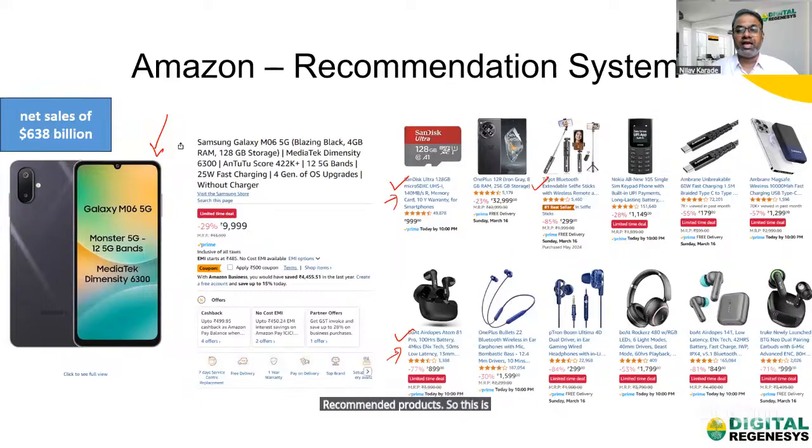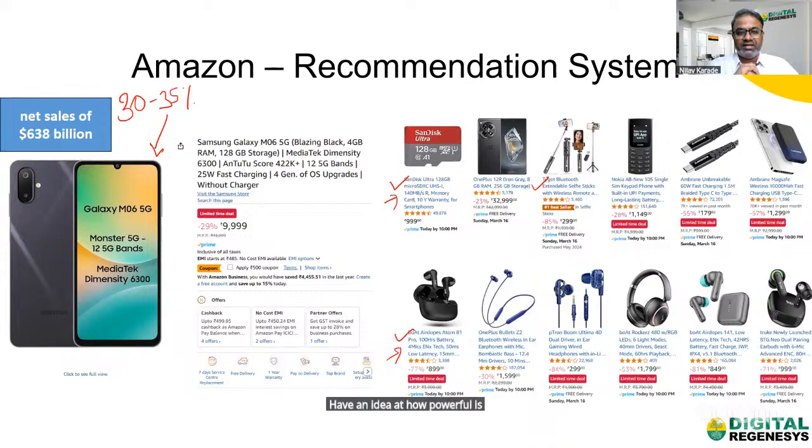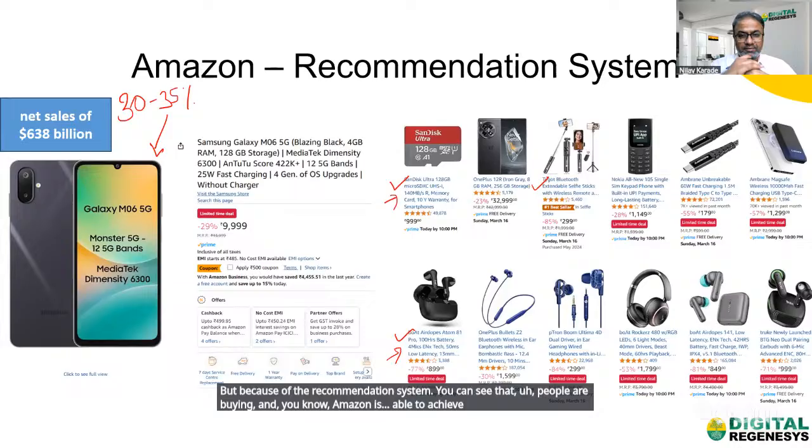So this is called a recommendation system. Amazon has developed this AI-based recommendation system, because of which people are not only buying the main product but also products recommended in this list. It is estimated that about 30 to 35% of sales come from this recommendation system. So now I hope you have an idea of how powerful AI is. People were not planning to buy any of these products, but because of the recommendation system, they are buying, and Amazon is able to achieve more revenue.